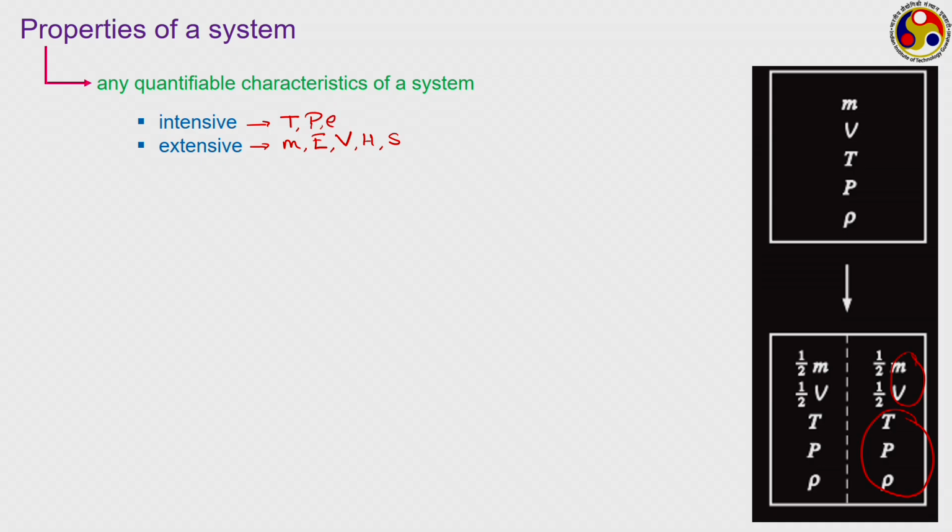So, density, for which we are going to use rho, is another important intensive property. Now, any extensive property per unit mass is called a specific property. Like volume is an extensive property, for which we are going to use capital V.